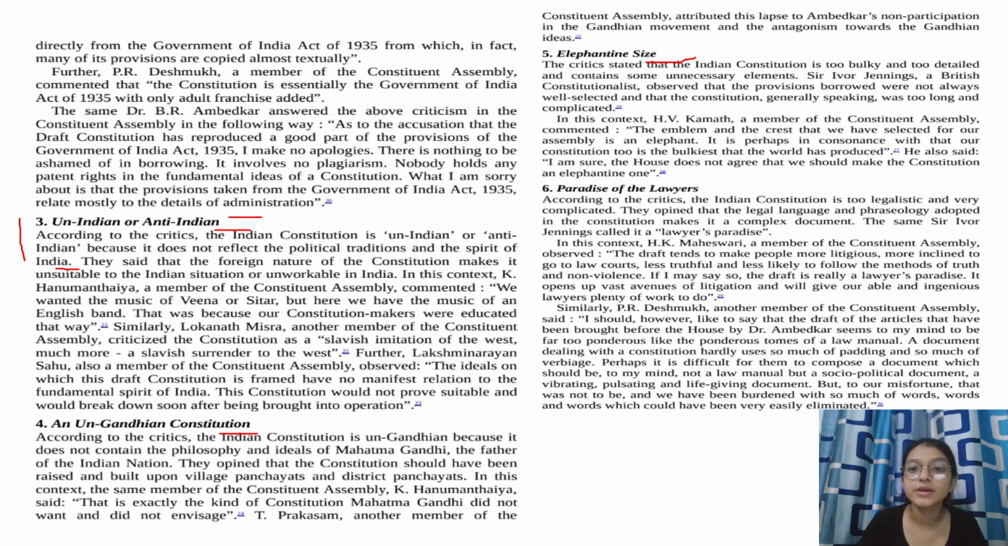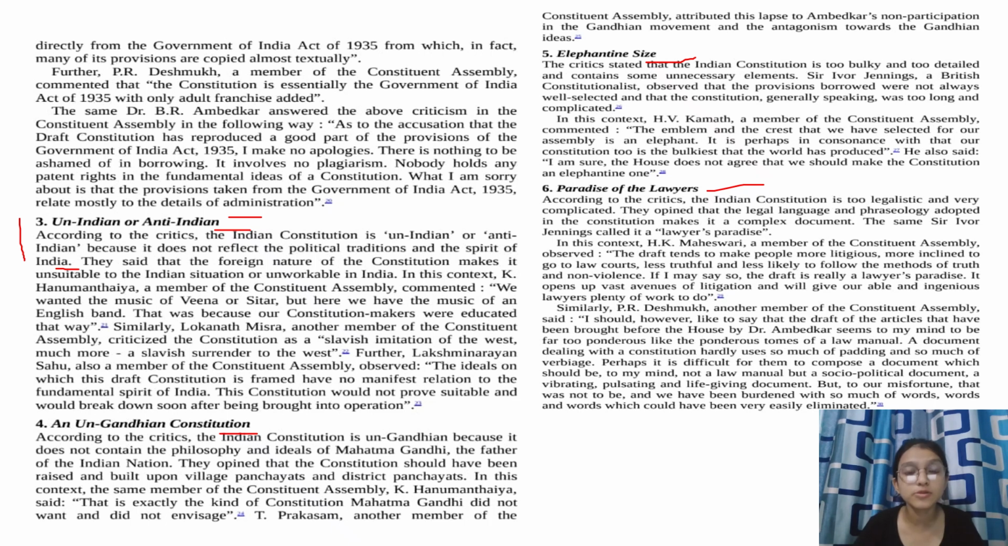Then we have paradise of the lawyers. For any normal human being reading an article for the first time, the language it uses is not easily understandable by most people, because of words like shall, will, notwithstanding. These are the kind of words which make the statements or articles more complex in nature. And what is the reason?